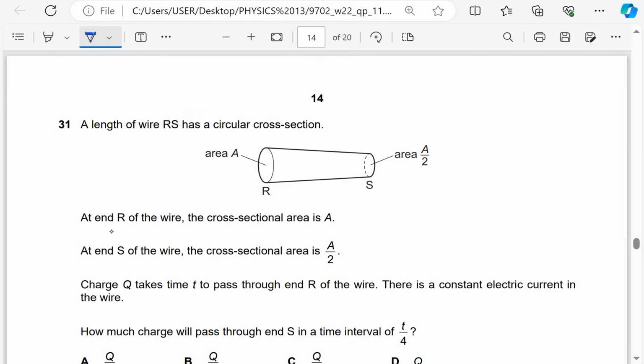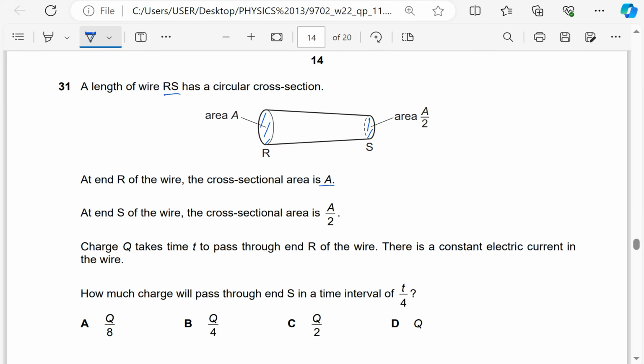A length of wire RS has a circular cross-section. At end R of the wire, the cross-sectional area is A. At the other end, it is A over 2. Charge Q takes time t to pass through end R of the wire. There is a constant electric current in the wire. Of course, sections R and S are in series, so the current is the same.